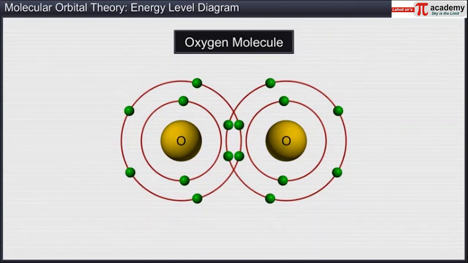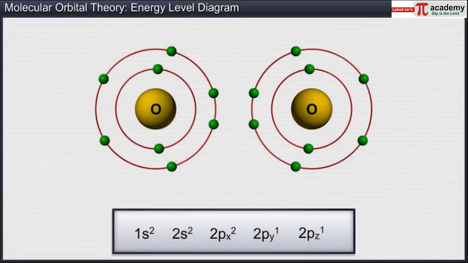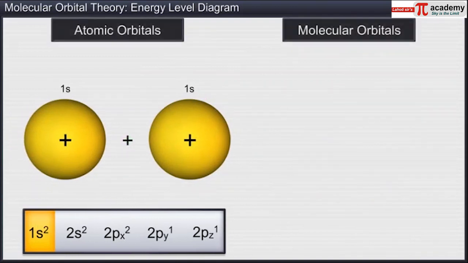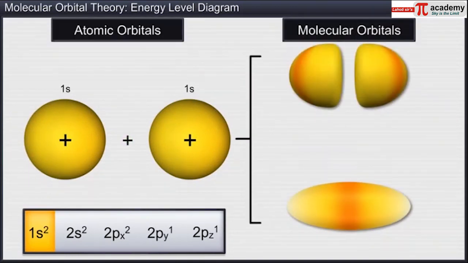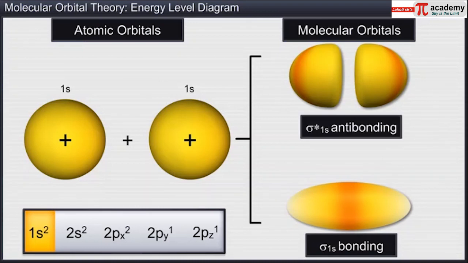Oxygen has the atomic configuration 1s2, 2s2, 2px2, 2py1, 2pz1. When two oxygen atoms come together, their 1s2 atomic orbitals combine to form two molecular orbitals. Their electrons are concentrated along the bond axis. Hence, they are called sigma 1s bonding and sigma star 1s antibonding molecular orbitals.